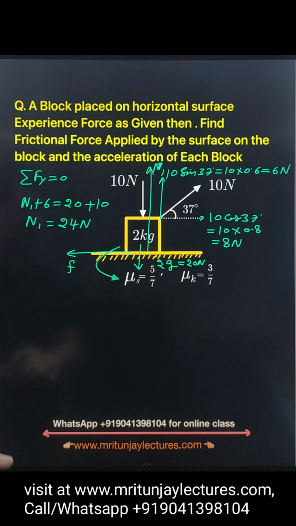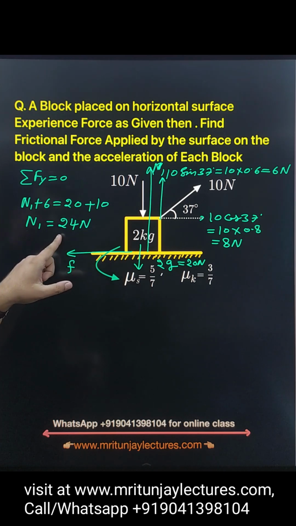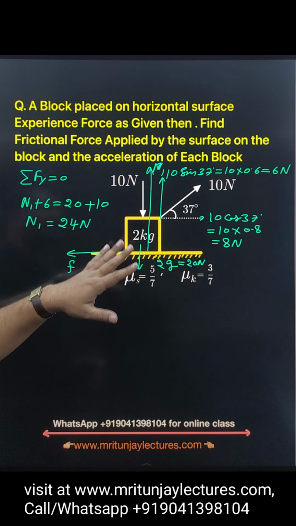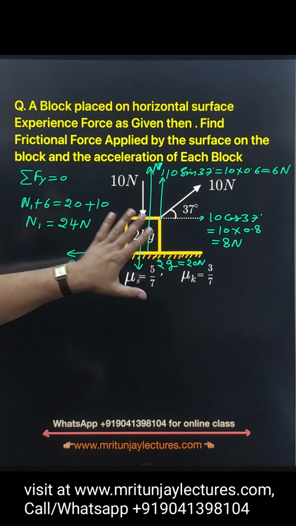So the normal force applied by the plane on the block is 24 Newton. It is positive, which means the block is not going in the upward direction. If N1 were negative, the block would be going upward. So our assumption is right: the net force in the y direction is 0.